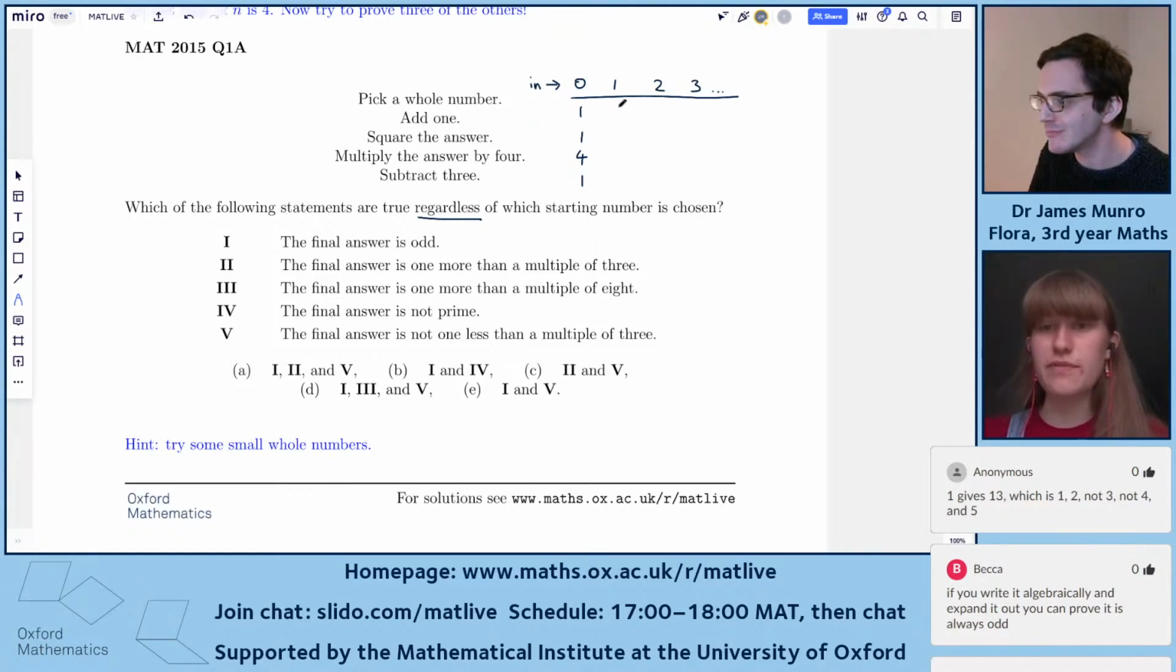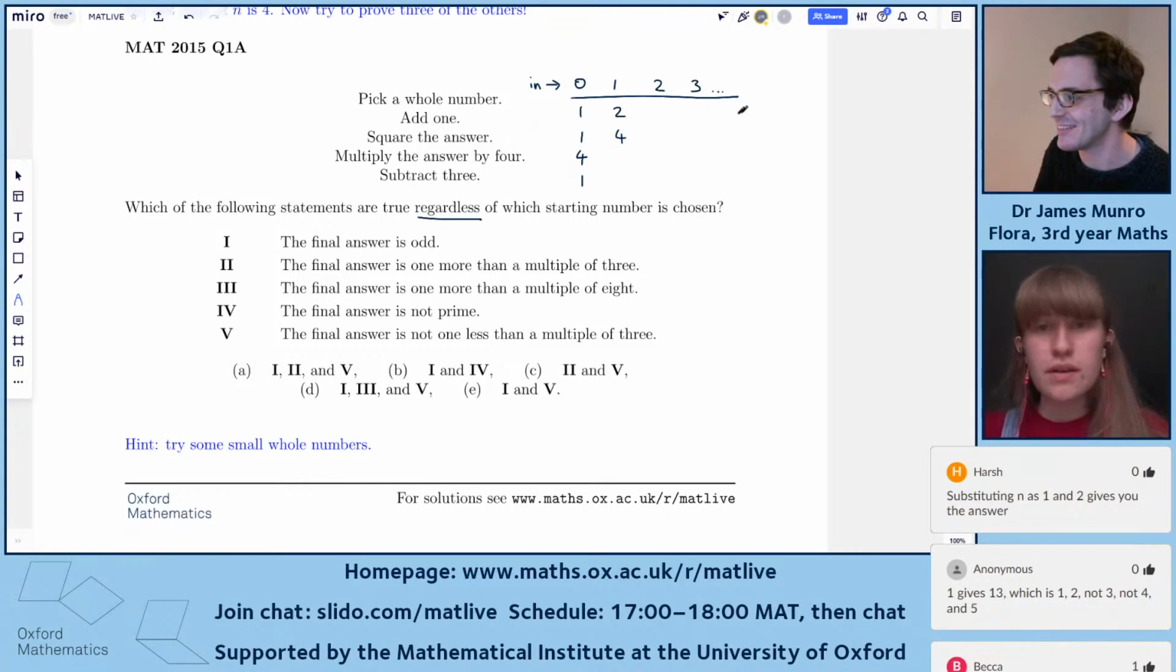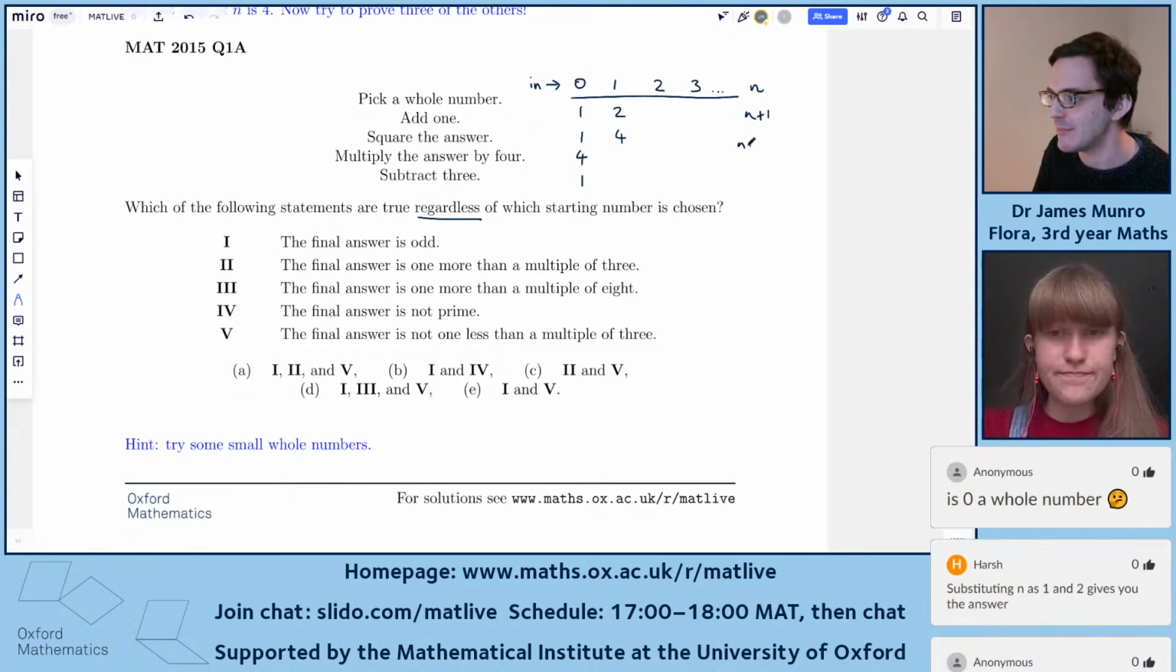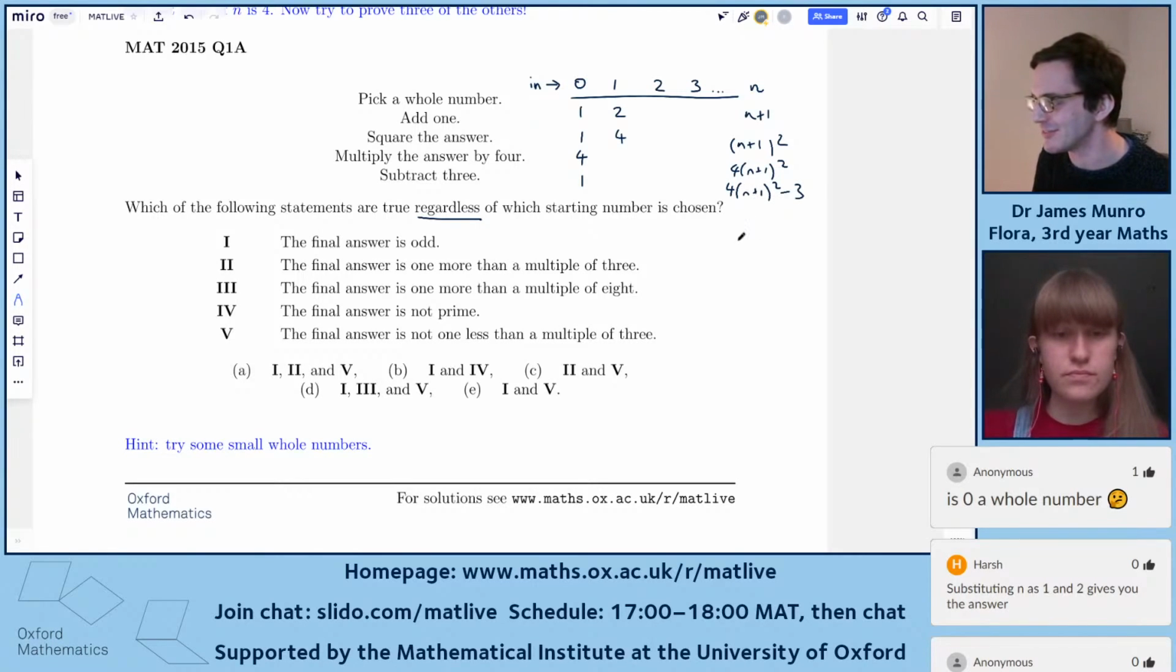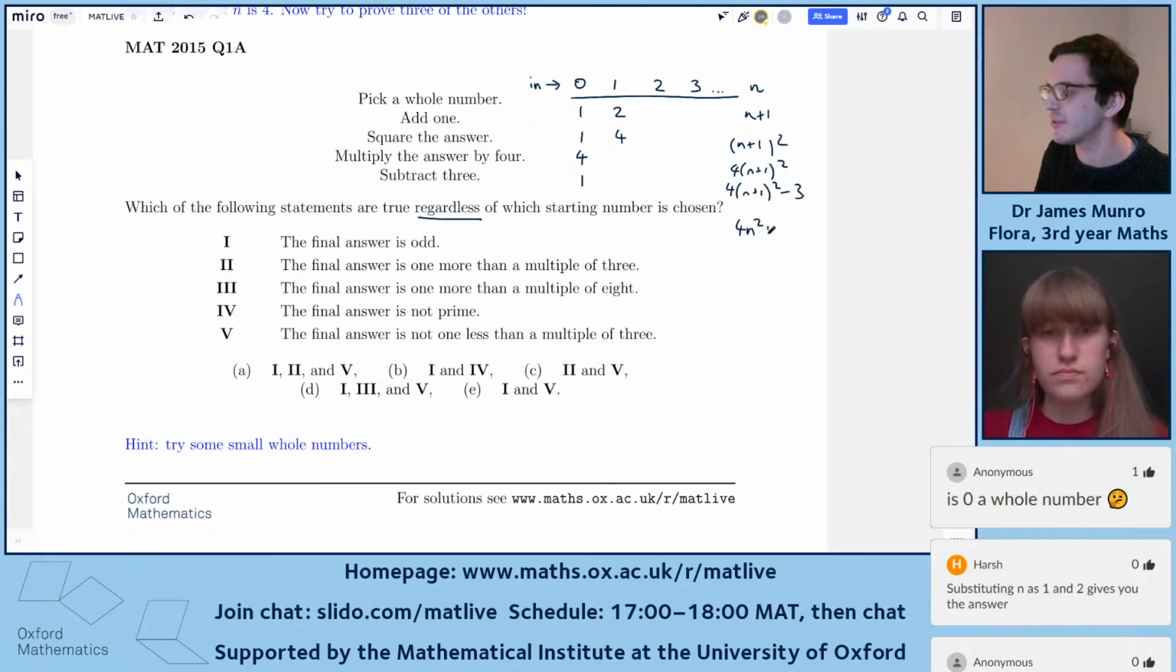Someone suggested it might be faster to write an equation first. It's a good idea, not gonna lie. Maybe using some sort of algebra, right? If I put in my input n, I'll get n plus 1, then n plus 1 squared, 4n plus 1 squared, and then 4n plus 1 squared minus 3. I kind of want to multiply that out, just to see what happens. There's 2n in the middle, so write down 8n plus 1 at the end.